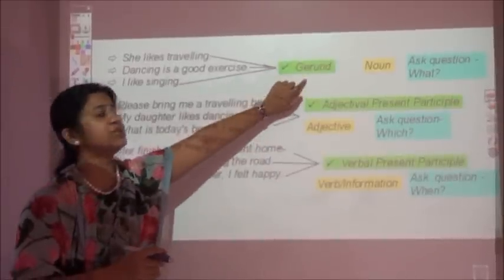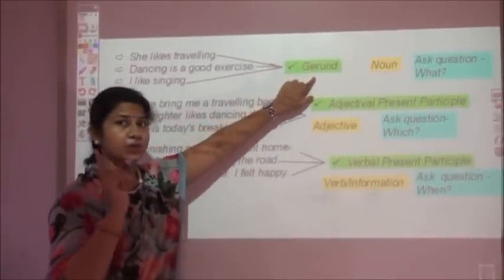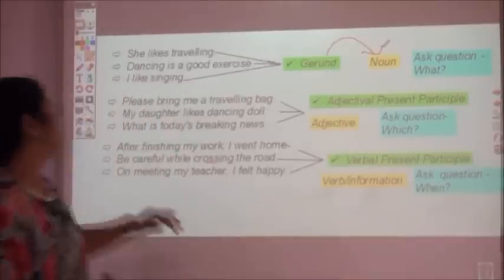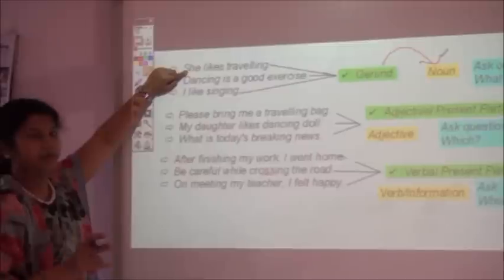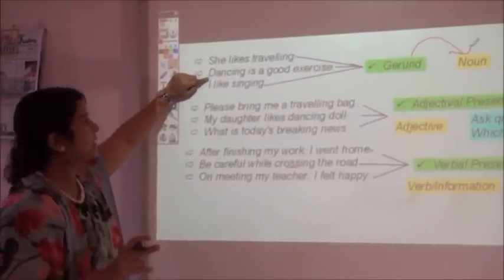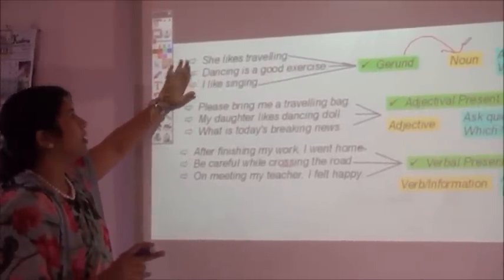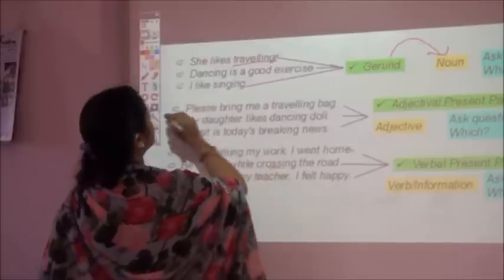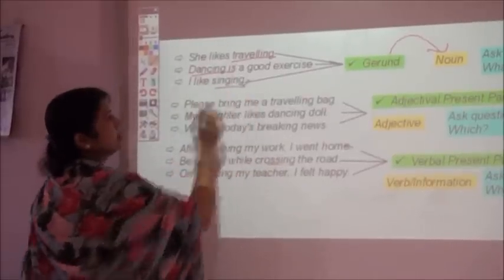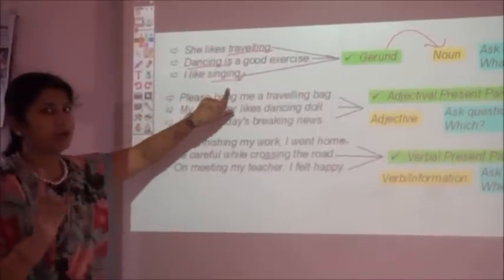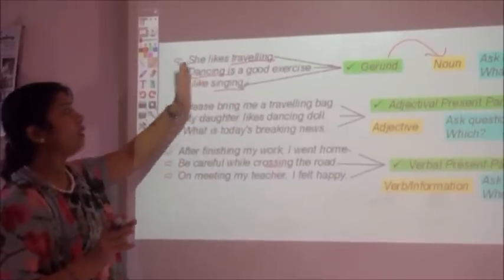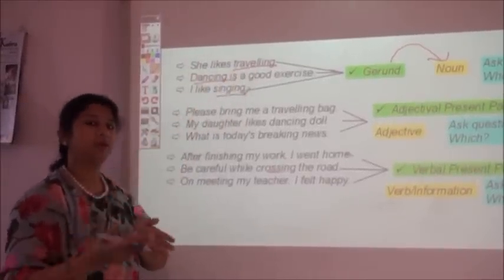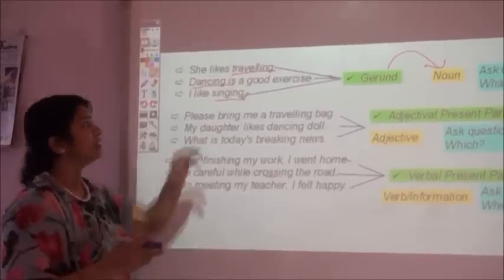First of all, we are going to see gerund. Gerund means noun. Okay. Now see here. She likes traveling. Dancing is a good exercise. I like singing. Here you need to focus on all ing verbs: traveling, dancing and singing. All ing verbs not having any helping verb before it. Now how are they behaving in the sentence? She likes something. She likes toffee. She likes pizza. She likes dancing. She likes traveling.